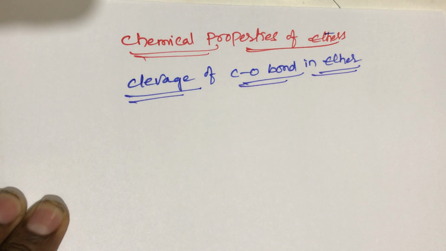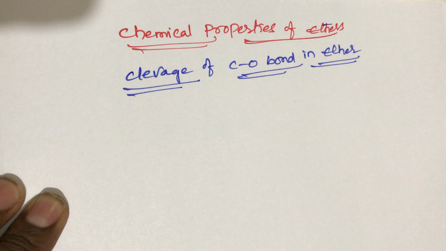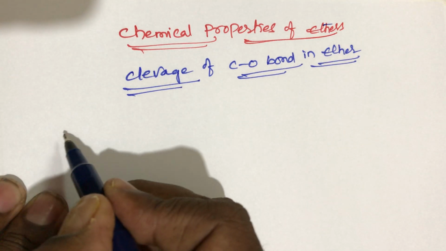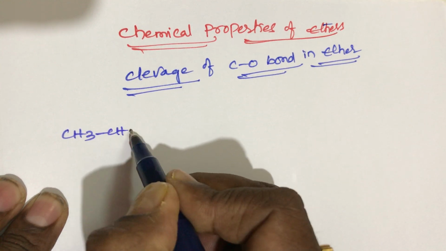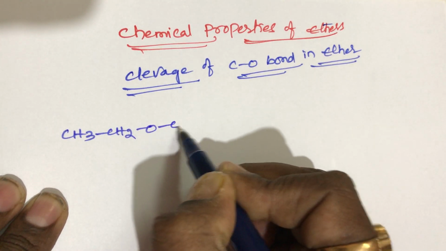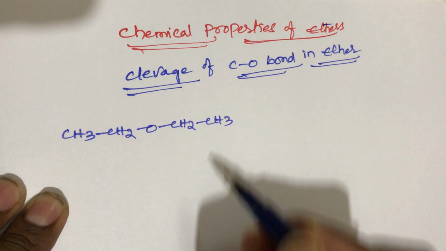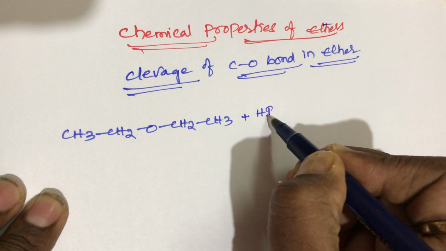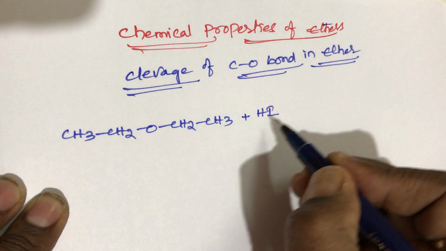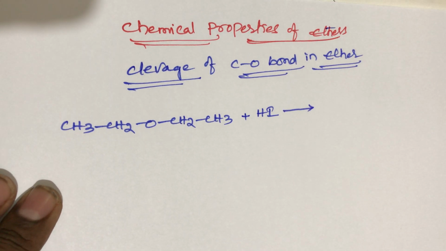Now, for example, take a symmetrical ether. Symmetrical ether means diethyl ether, CH3CH2-O-CH2CH3. When diethyl ether reacts with hydroiodic acid, that is HI, it is very important, students.